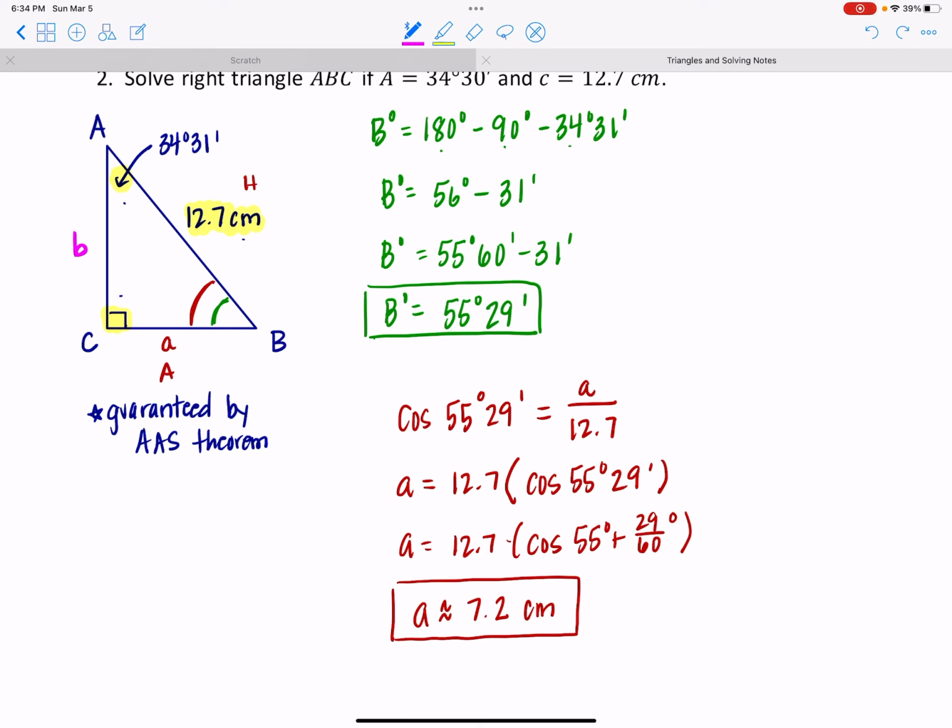So now I have the same options for finding side length B that I had for finding side length A. I can use angle A on the hypotenuse, or I can use angle B on the hypotenuse, and then depending on which one's which, sine or cosine. So maybe I use angle A this time. If I'm using angle A, this would be the adjacent side, and again this is still going to be the hypotenuse. And so I could say that the cosine for angle A, which was 34 degrees 31 minutes, is equal to a ratio of the adjacent side, which is side B, over the hypotenuse, which is 12.7.